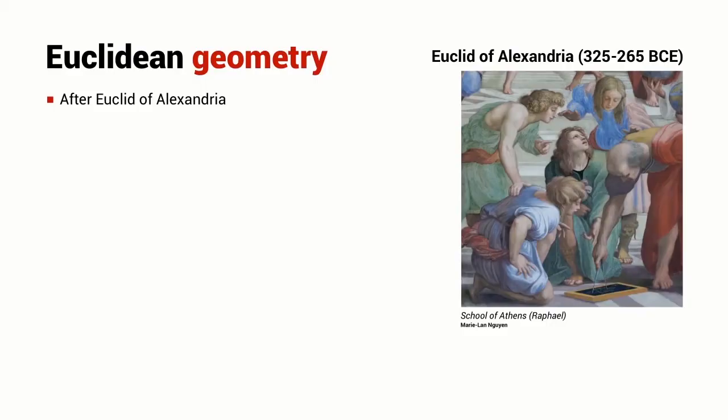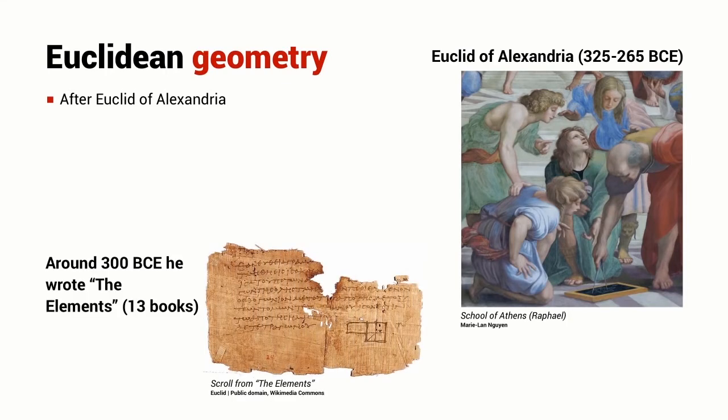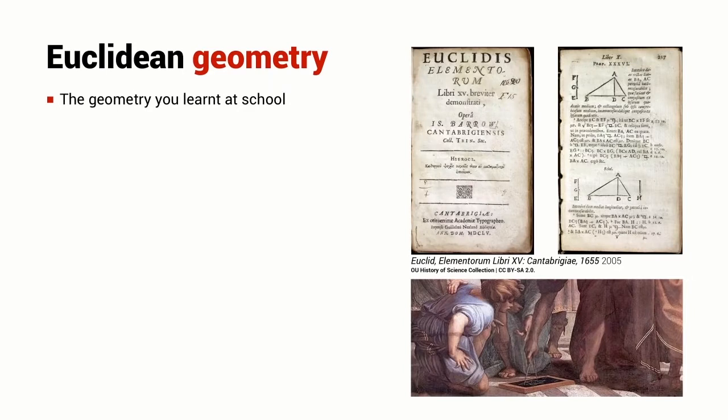The most common type of geometry is known as Euclidean geometry, and it's named after Euclid of Alexandria. He was a Greek who lived a long time ago in Egypt. Around 300 BCE, he wrote a very famous book, in fact a set of 13 books, called The Elements. And this is the basis of the geometry that you learnt when you were at school.